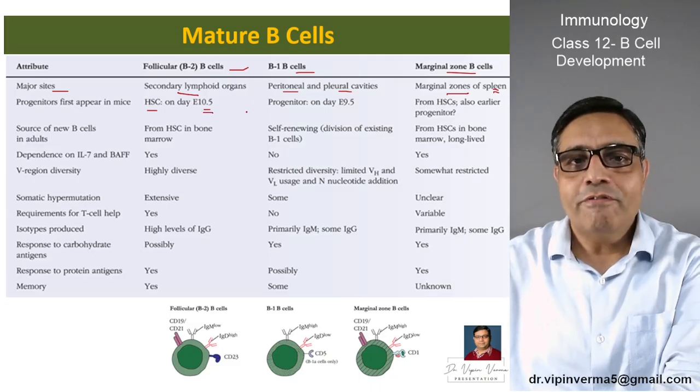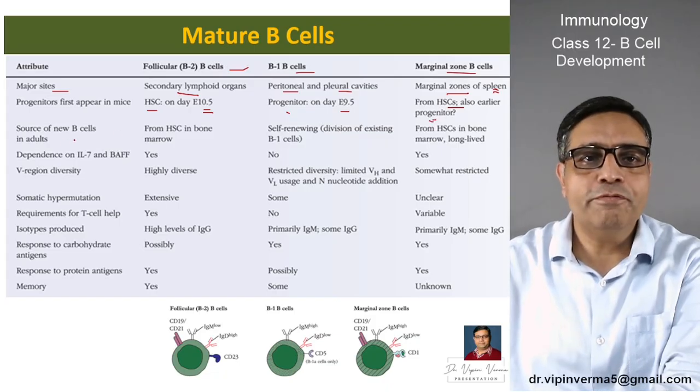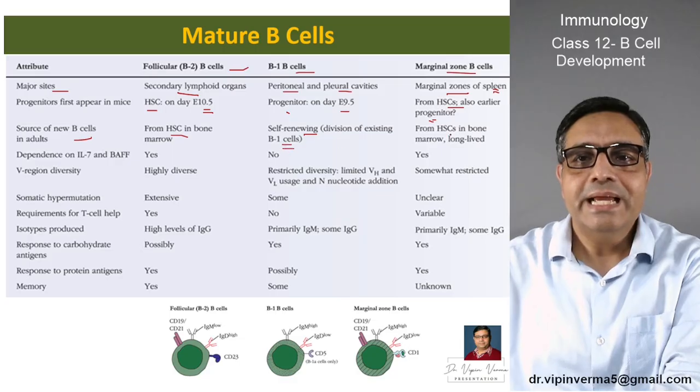Okay. Now, if we see the progenitors, they first appear in mice from hematopoietic stem cells on day E10.5, while the B1 progenitors appear on day E9.5, and from hematopoietic stem cells also earlier progenitors. Okay, if we see the source of new B cells in adults, this is the hematopoietic stem cell in bone marrow. B1 cells are self-renewing, so division of existing B1 cells, and again from hematopoietic stem cells in bone marrow, and they are slightly long lived. So marginal zone B cells are long lived.